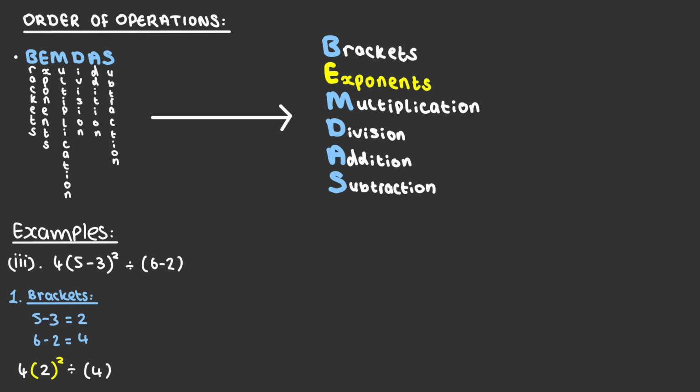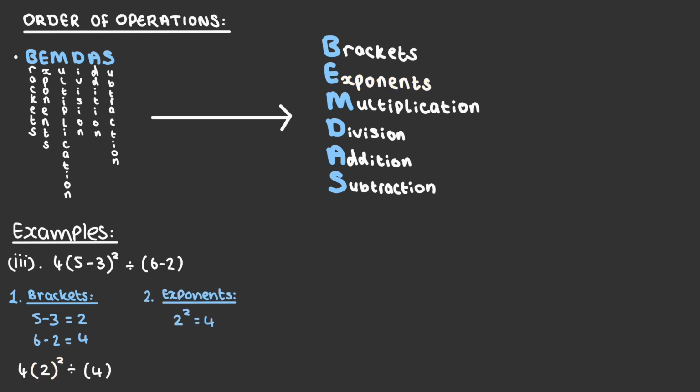The next operation on our list is calculating the exponent. An exponent is a power that a number is raised to. So in this example, 2 is raised to the second power. This means we multiply 2 by itself. Or, in other words, we take the square of 2. More information on exponents will be found in a future video on a chapter named Indices.